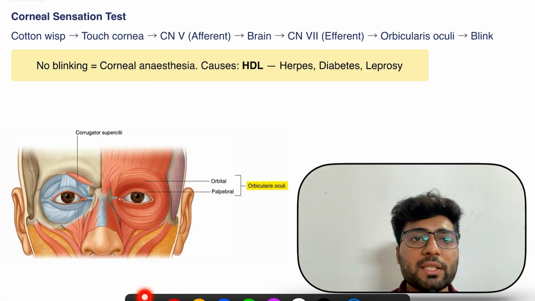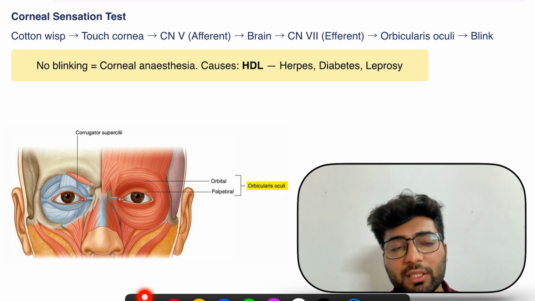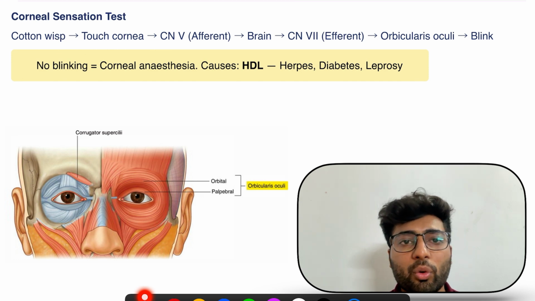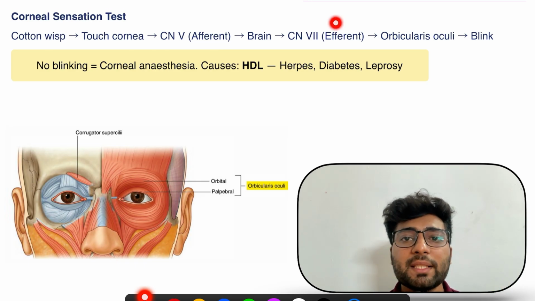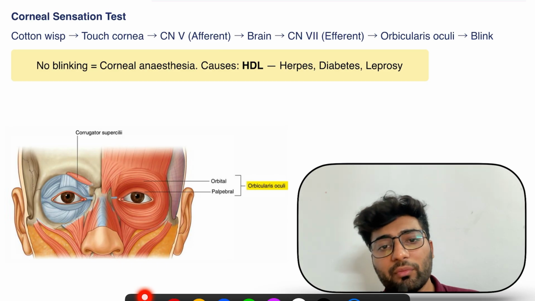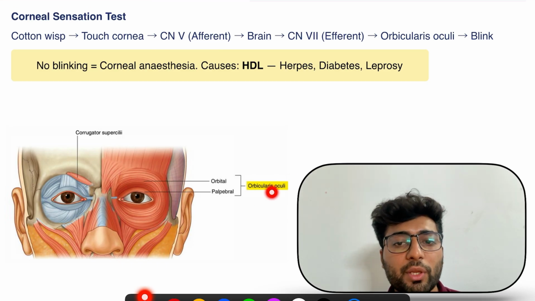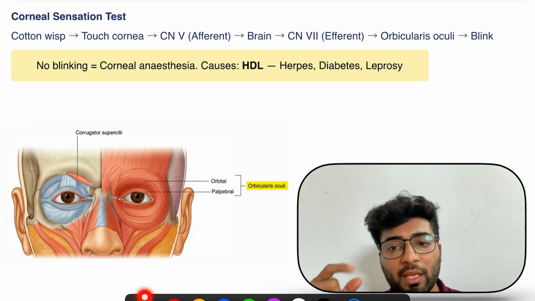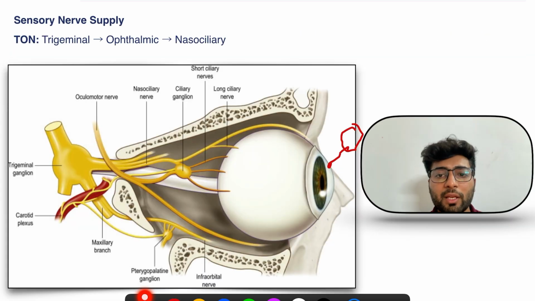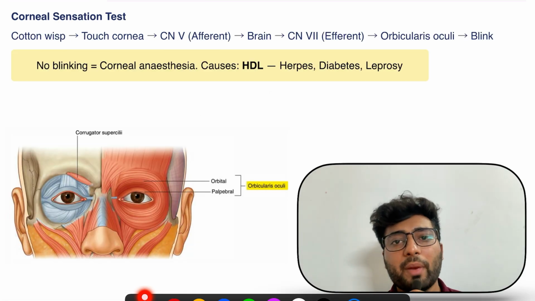This is the corneal sensation test: the sensation passes from the cotton wisp to the cornea to the fifth afferent nerve, which is the trigeminal nerve, to the brain. From the brain, the efferent is the seventh cranial nerve, and this seventh cranial nerve will send the signal to the muscle, which is the orbicularis oculi, and this muscle will shut the eyes closed, so there will be blinking. Whenever there is a cotton wisp in the eye, we know that the eye blinks. Why? Because of the pathway, let's revise it again. The sensation goes from here to the nasociliary, ophthalmic, trigeminal to the brain, and from the brain it comes by the seventh nerve to the orbicularis oculi, and there will be blinking.